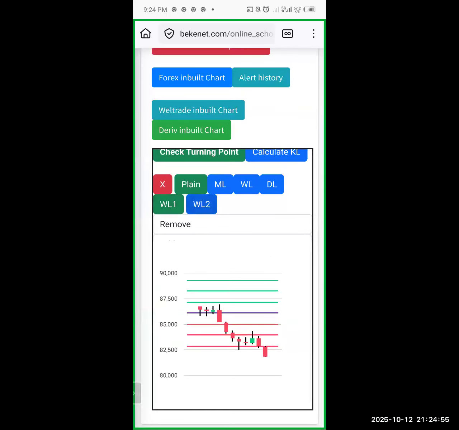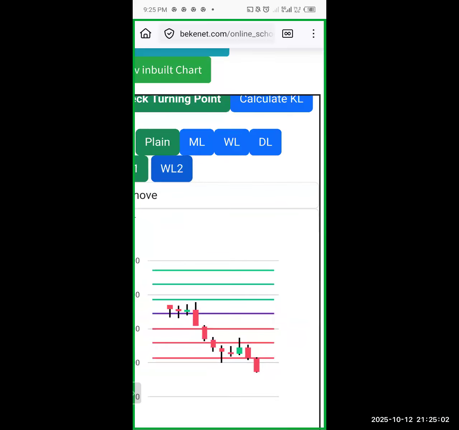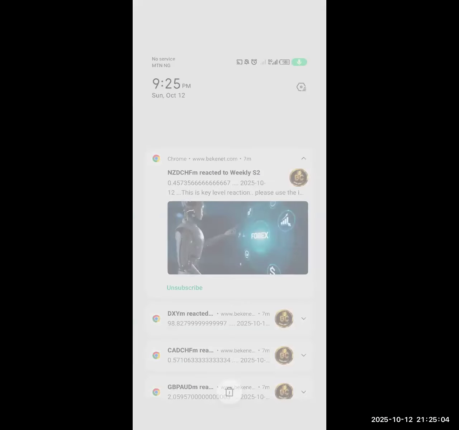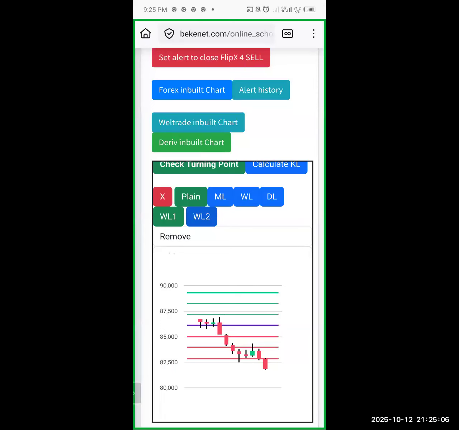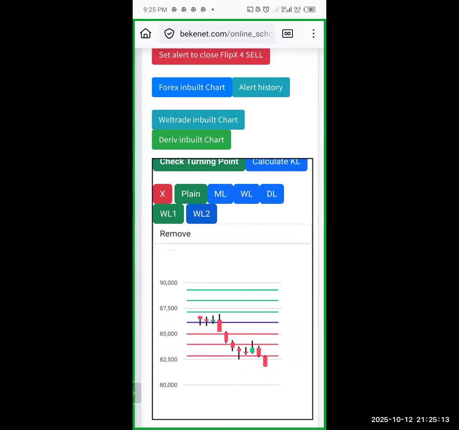So let's check the 2 weeks key level. Let's see what's happening. The same thing, it has broken all the key levels. I believe once it's 10 o'clock, we're going to generate a new key level for the week. The new week has not started yet. That's why we are still using the previous key level on this.